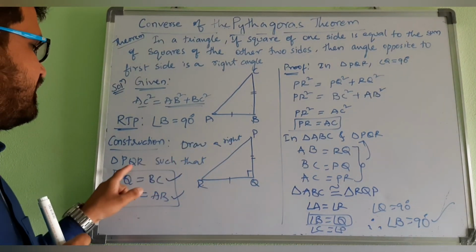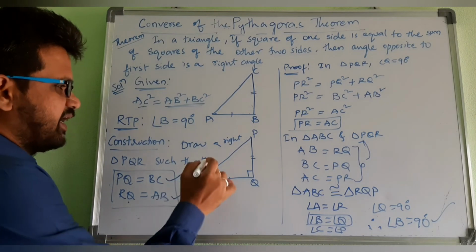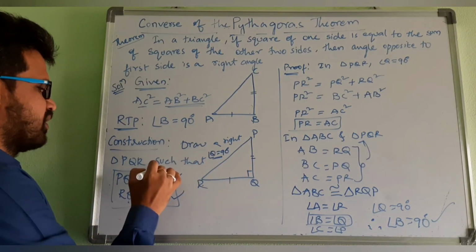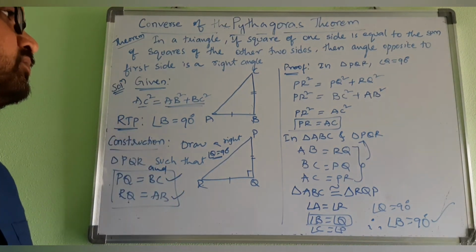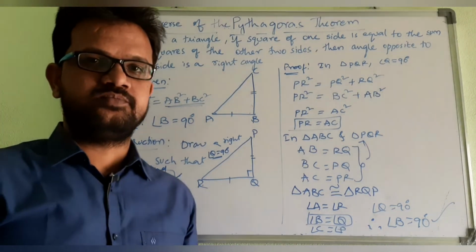So draw a right triangle PQR such that angle Q is 90 degrees, PQ is equal to BC, and RQ is equal to AB. This is the converse of the Pythagoras theorem. Note down this.